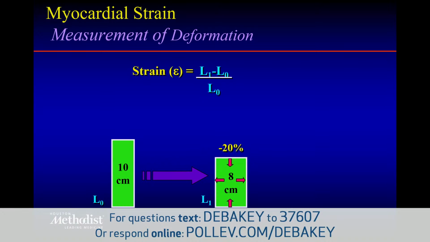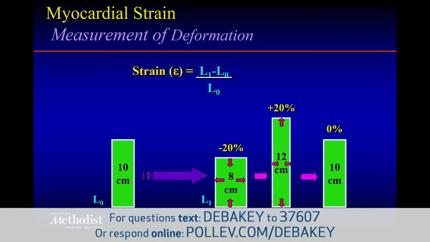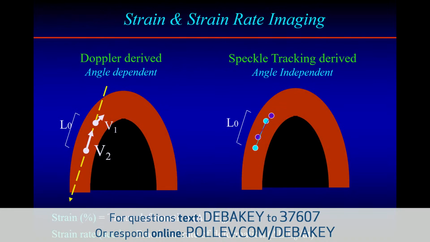So we're talking about systole, for example, and there is a shrinking of this heart, minus 20%. So it is change in L, the length, divided by the baseline L0, and this is stretching of this heart by 20%. And if there's no motion, there's no deformation, actually, it is 0%. So we talked here about strain and strain rate.